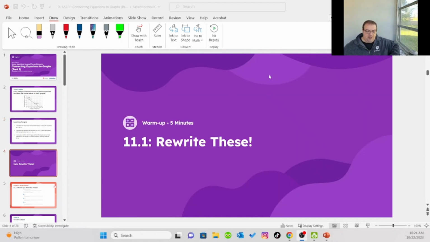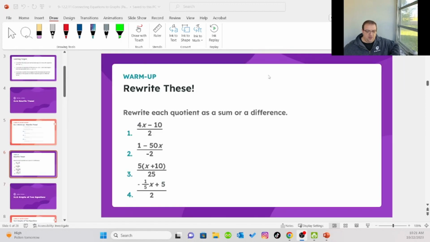Our warm-up today is 11.1, titled Rewrite These. What they want us to do is rewrite each quotient. Quotient is the answer you get when you divide. They want us to rewrite them as a sum or difference. Sum is the answer you get when you add, and difference is the answer you get when you subtract. So instead of them being in division form, they want them in addition or subtraction form.